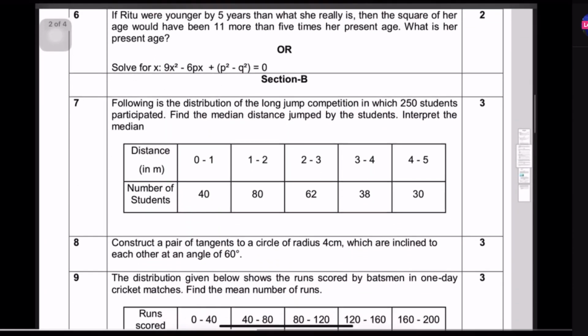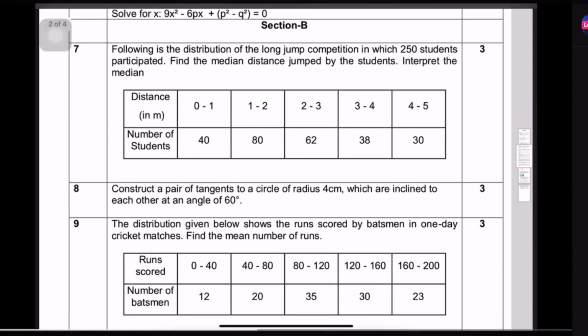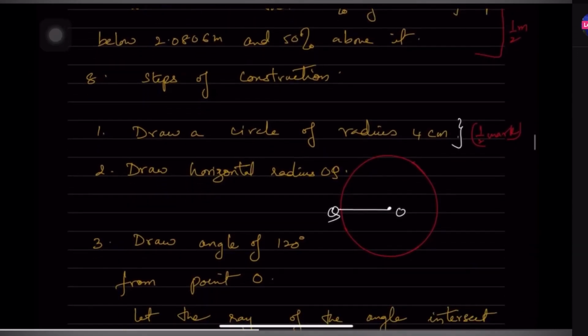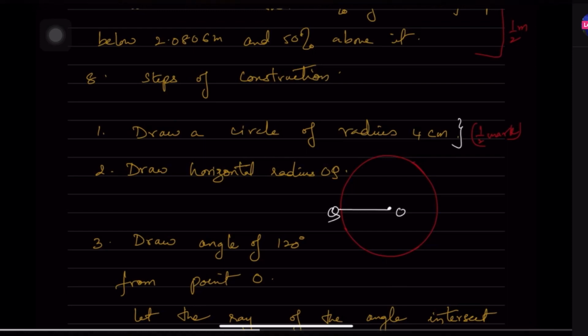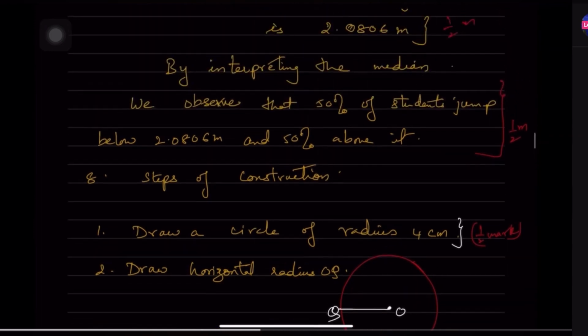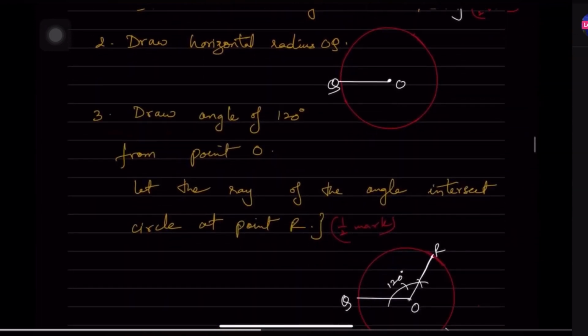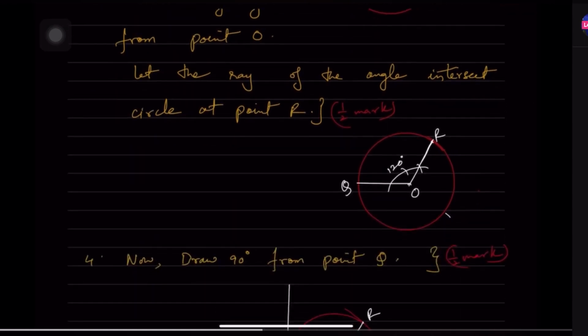Next question is, construct a pair of tangents to a circle of radius 4 centimeters which are inclined to each other at an angle of 60 degrees. So steps of construction. First what will you do is draw a circle of radius 4 centimeters. Draw horizontal radius OQ. That is first half mark for this, drawing the circle. Then draw angle of 120 degrees from point O. Let the ray of the angle intersect the circle at the point R. So now the ray is intersecting at the point R over here.